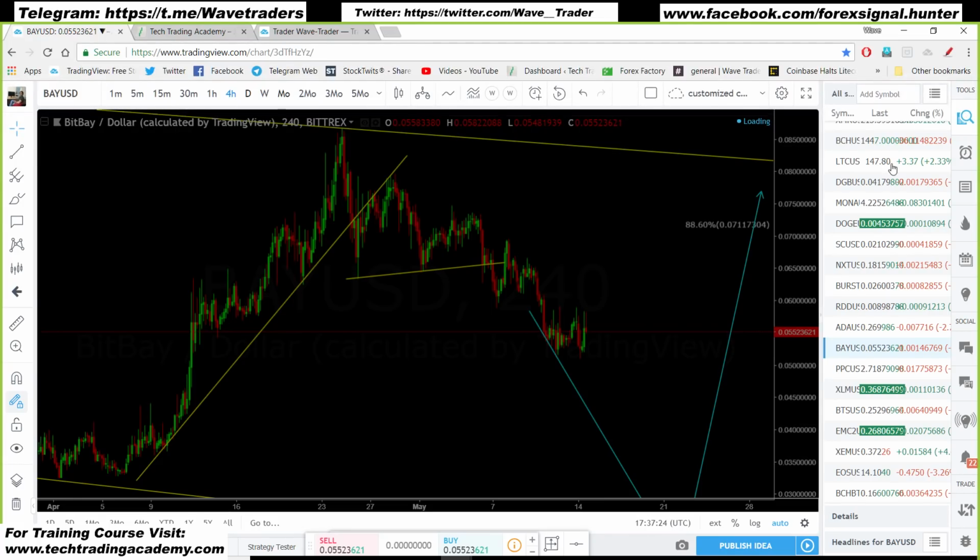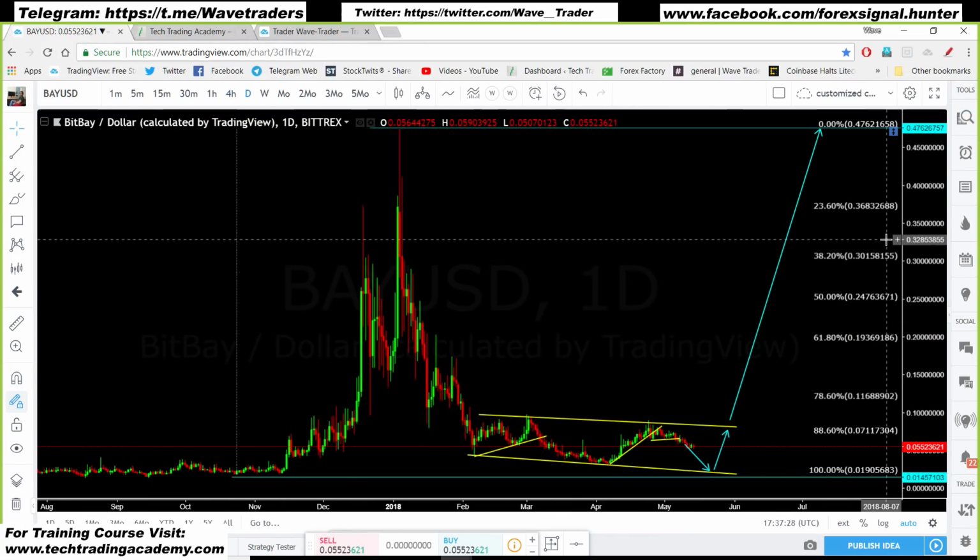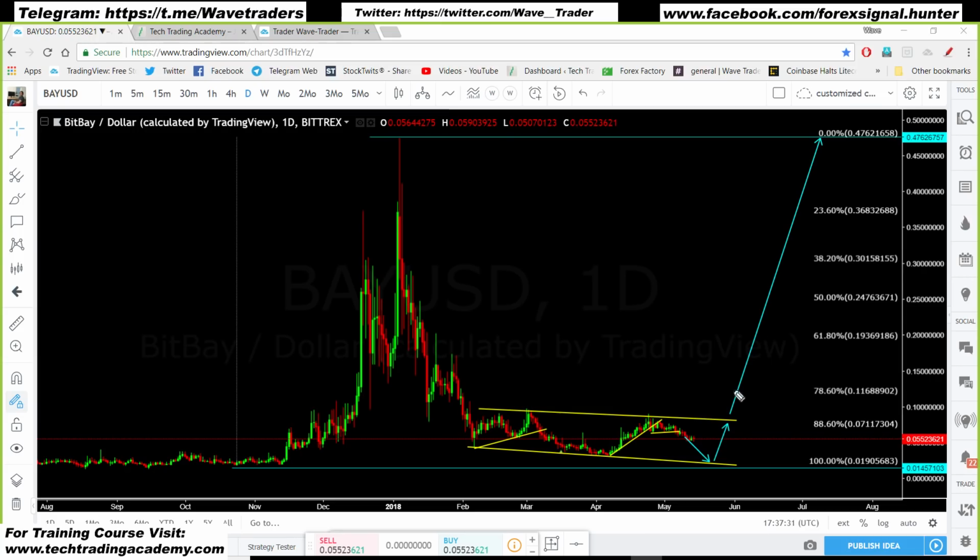BitPay, similar formation. Okay, so short them, sell. Price is just going to complete that small wave like that. Okay, that is the wave. The wave you guys need to catch.